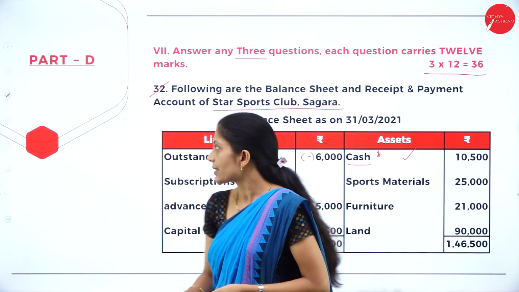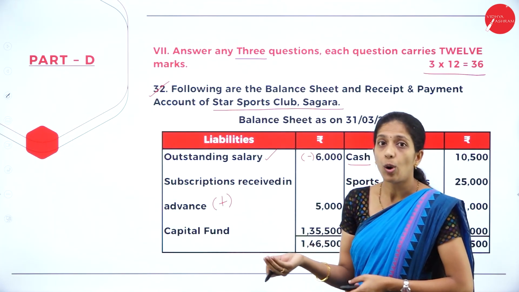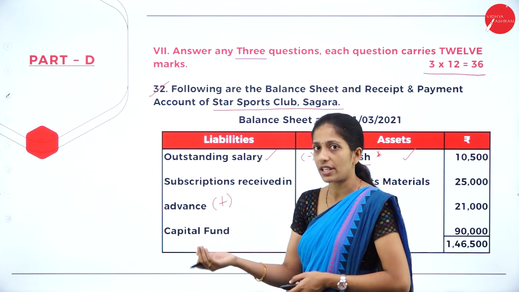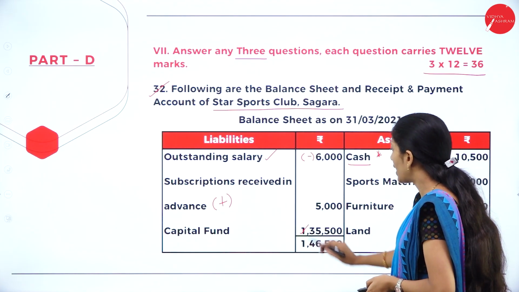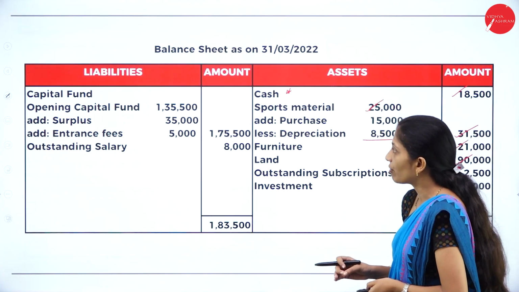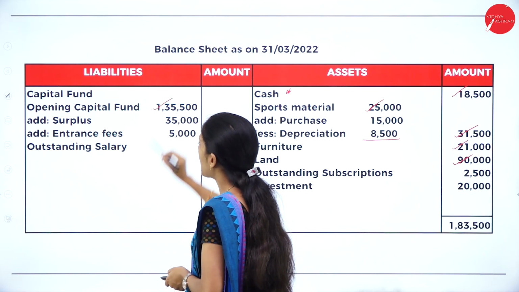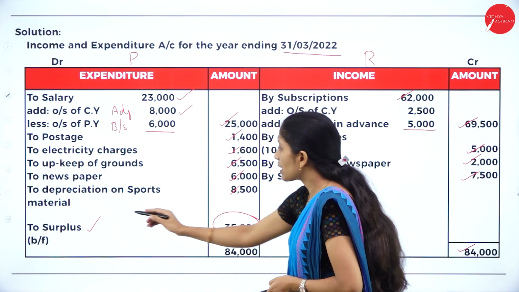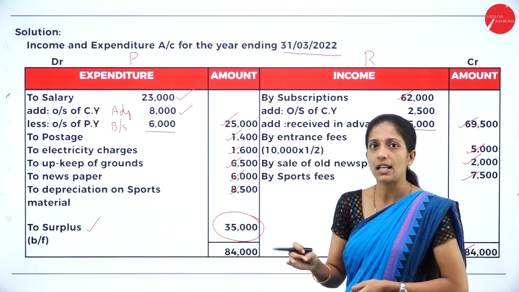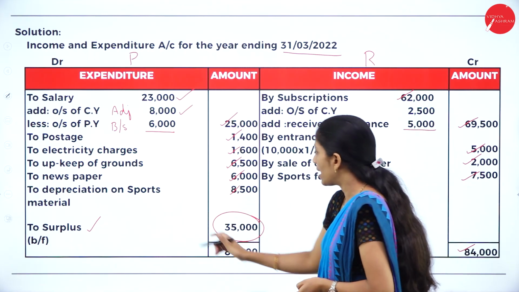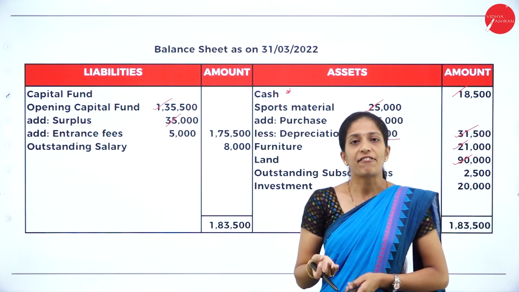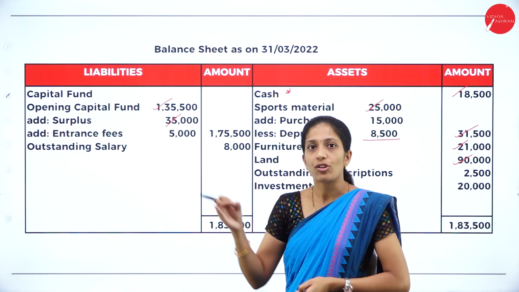Now, come to the liabilities. We have outstanding salary, which we have already taken, that is of the previous year. Next, subscription received in advance, already taken. Capital fund, we have 1,35,500, for which we have to make certain adjustments. Capital fund, that is the opening capital fund, add surplus. Surplus is what we got after preparing the income and expenditure account. If it is a deficit, you will subtract; if it is a surplus, you have to add. Surplus 35,000.